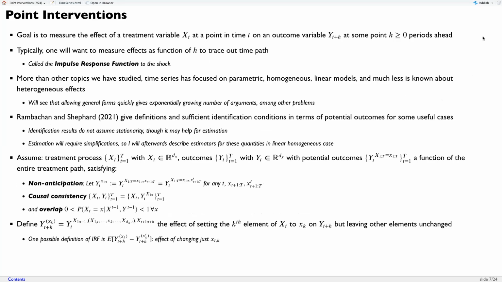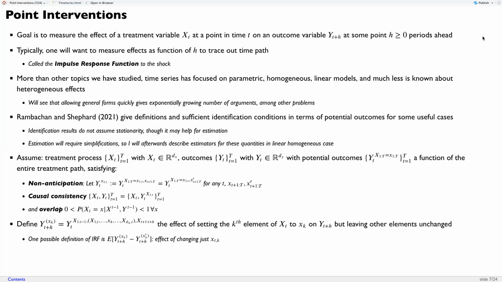Okay, that was longer than I expected to take on the statistical aspects. So now let's get to the causal aspects. Fortunately, a lot of these slides are filled up with big DAGs, so a lot of drawings. Our target will be to measure the effect of a treatment variable X_t at a point in time t on an outcome variable Y_{t+h}, some point h in the future. Most of the results that I'm going to describe don't necessarily require stationarity and mixing, though once we get to estimation, we'll say, okay, this is defined in terms of the distribution, but how do you estimate it? Then you may need to impose something like that.